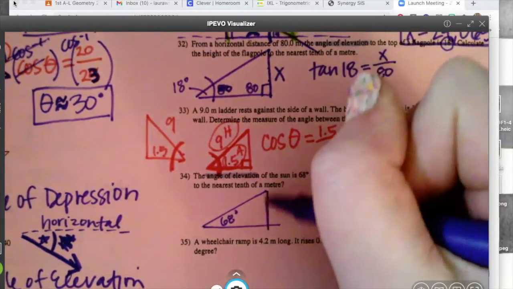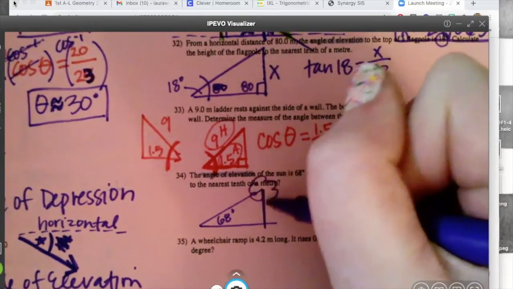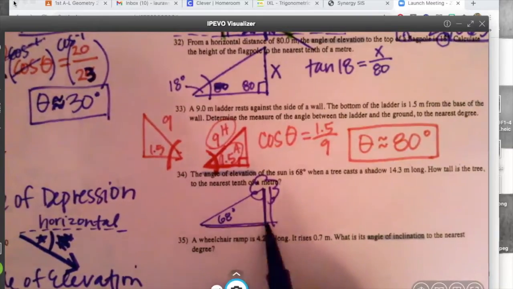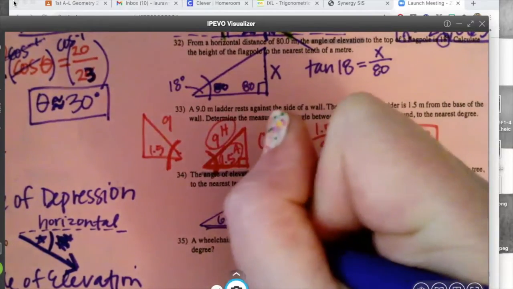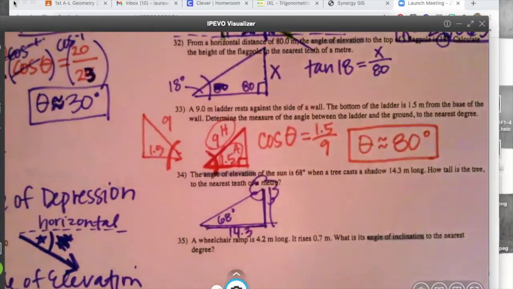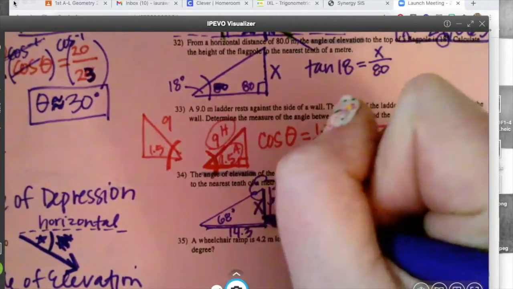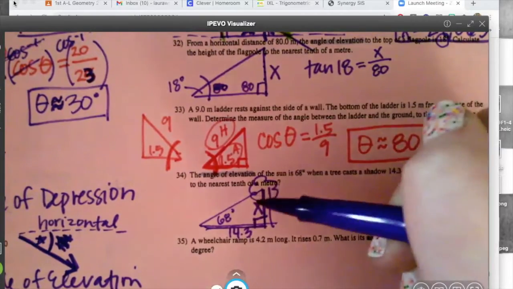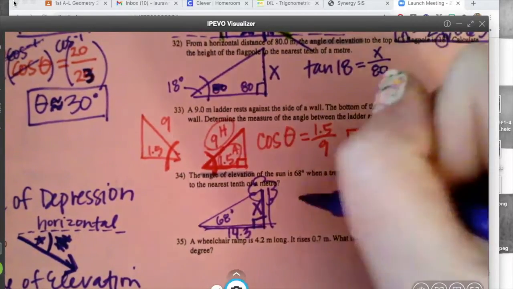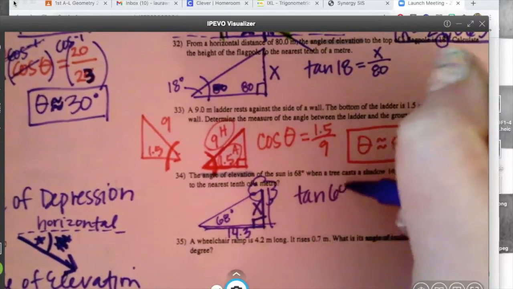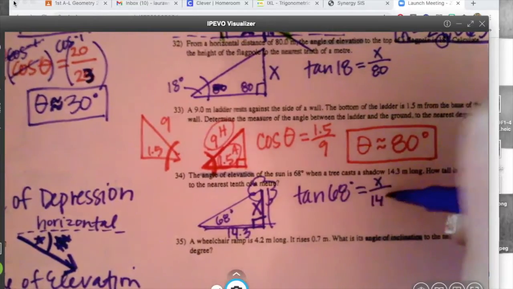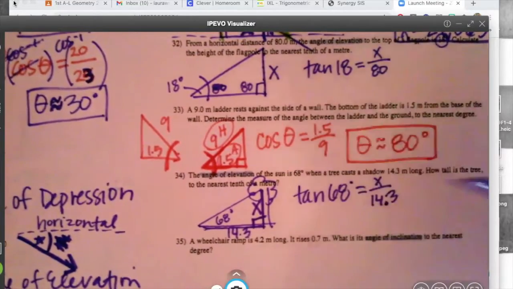So here's the tree. If you want to make it a tree, you're welcome to do that. The shadow would be out here, right? So that shadow is 14.3. And how tall is the tree? We're going to assume the tree is basically perpendicular with the ground. So we're once again opposite and adjacent. Tangent of 68 equals opposite over adjacent. That's a point, not a times.